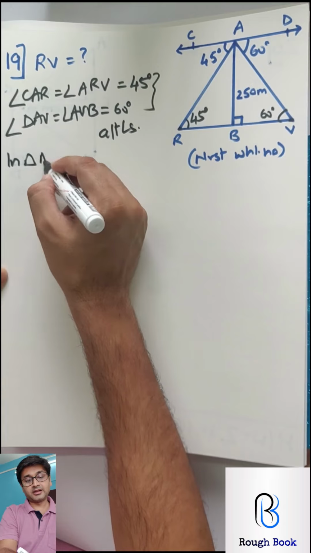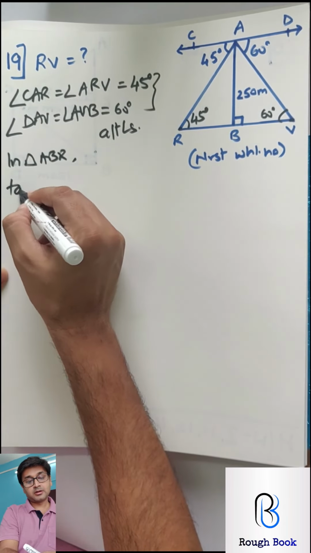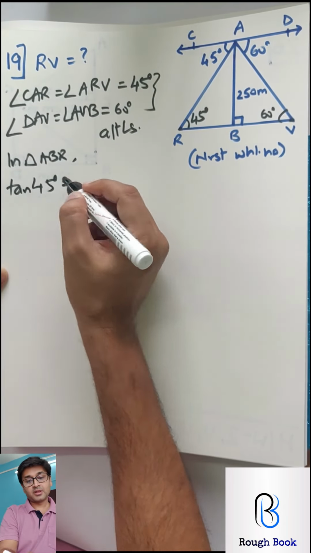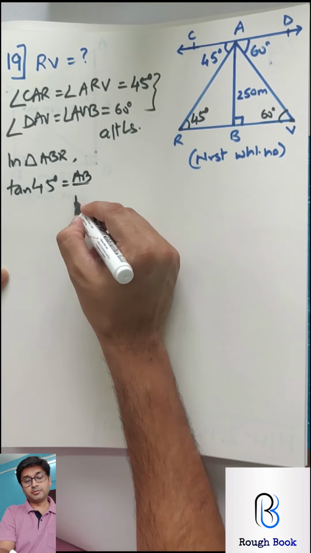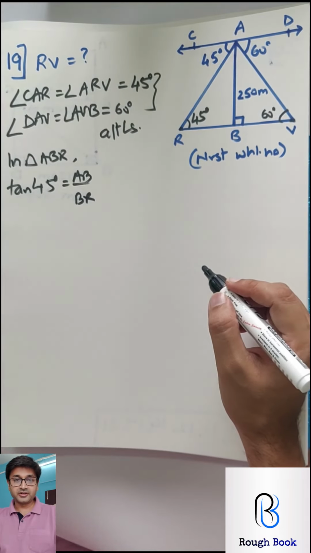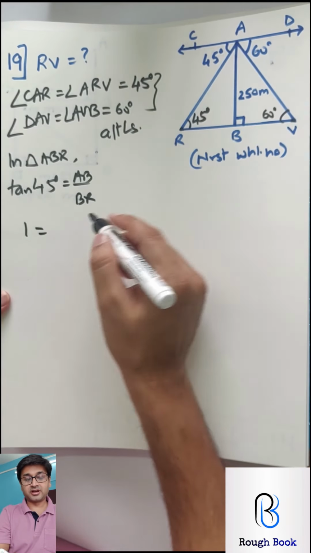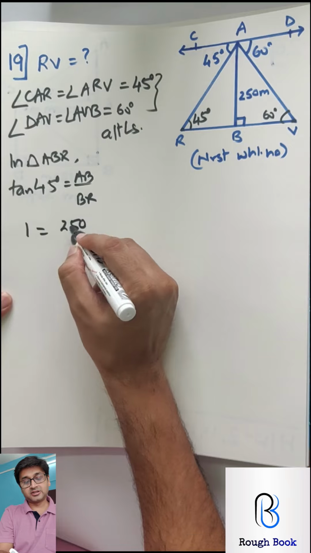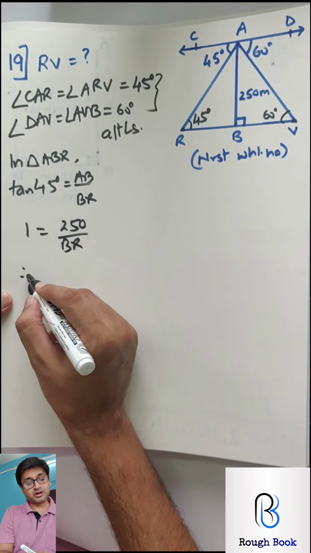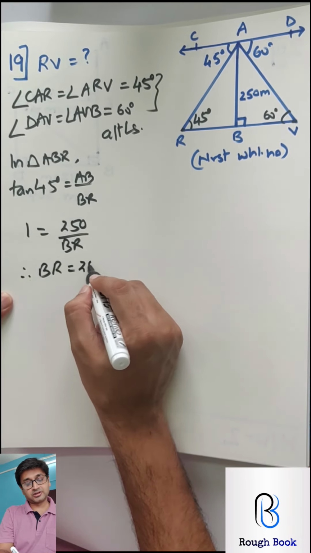And now in triangle ABR, tan 45 equals to AB upon BR. If it is 45, you should be very happy. Why? This tan 45 is 1, that is an isosceles triangle. So whatever is AB, that is 250, same will be BR. You don't have to work out any calculations.